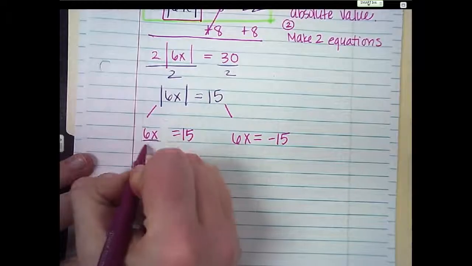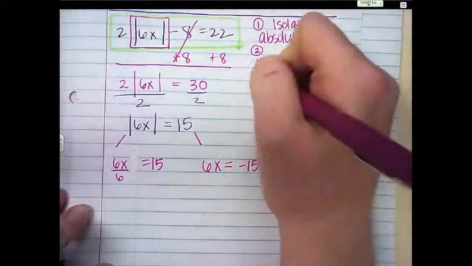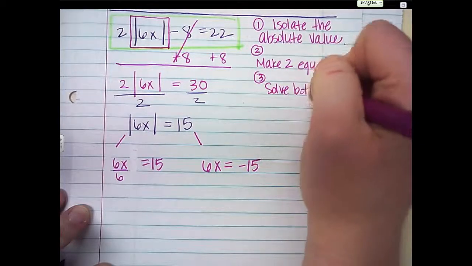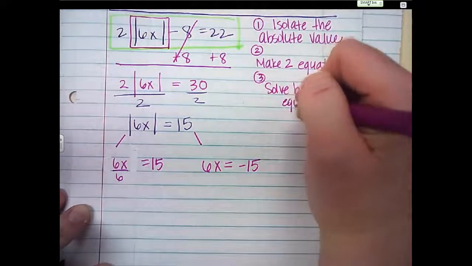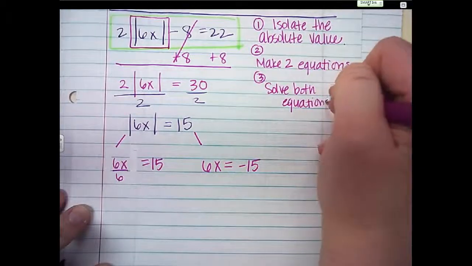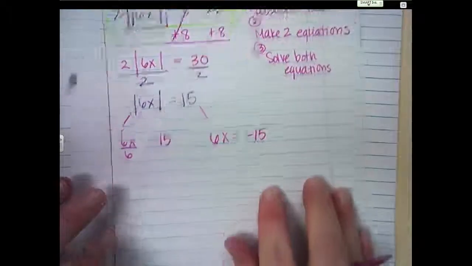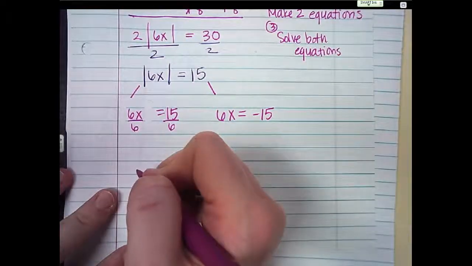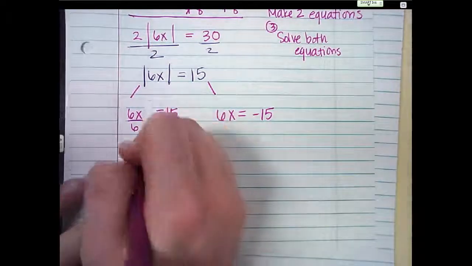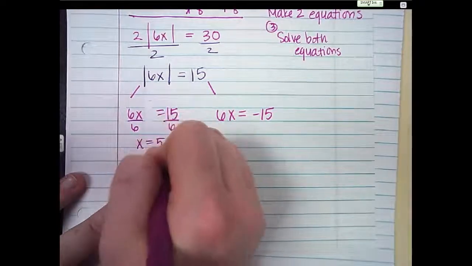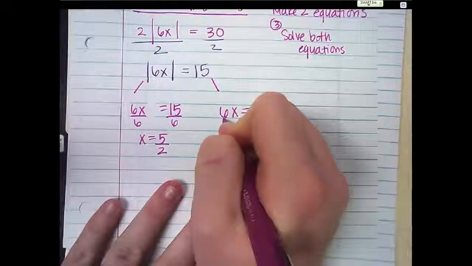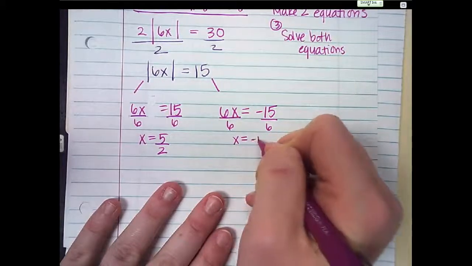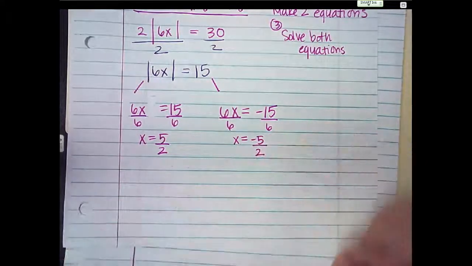And now let's solve for x. So I divide by 6. That's step 3 if you want to write it. Solve both equations. So divide by 6. x equals 5 over 2. And divide by 6 over here, x equals negative 5 over 2.